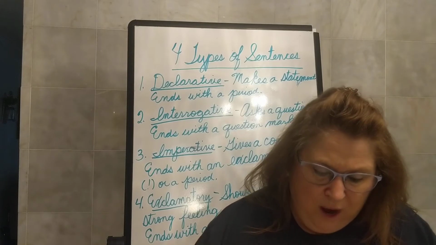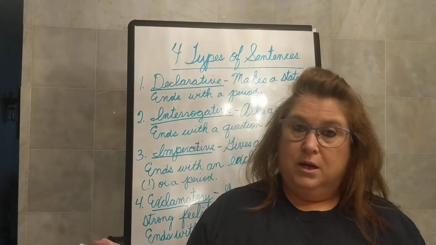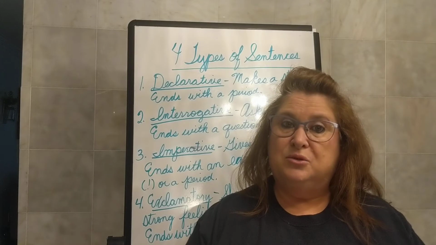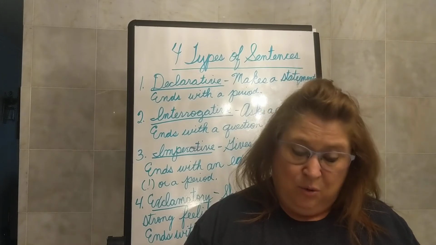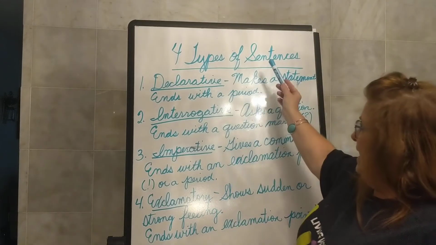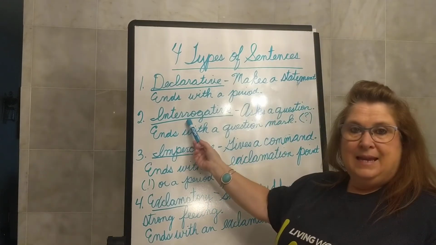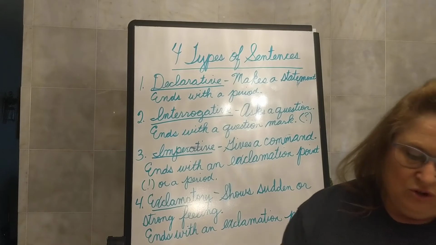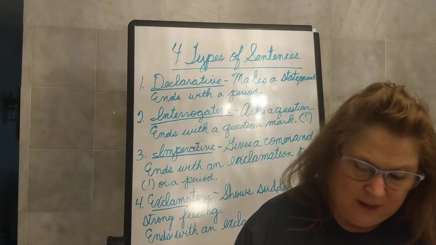Number 1, what will thou have me to do, Lord? So what is this sentence doing? It is asking a question. So go ahead and put your question mark at the end. And what kind of sentence asks a question? An interrogative sentence. So you need to write interrogative on the line.